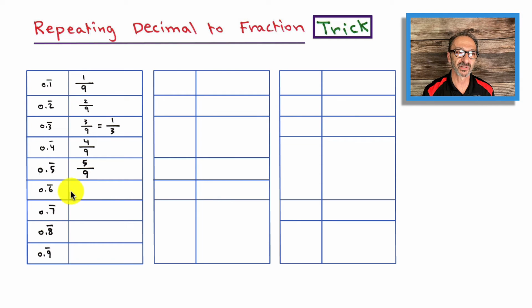5/9, 6/9, which reduces to 2/3, 7/9, 8/9, 9/9, which is equal to 1. And that is one of the proofs of why 0.9 repeating is 1. It's right there. You could do the x and multiply by 10 and subtract and show people that 0.9 repeating is 1.